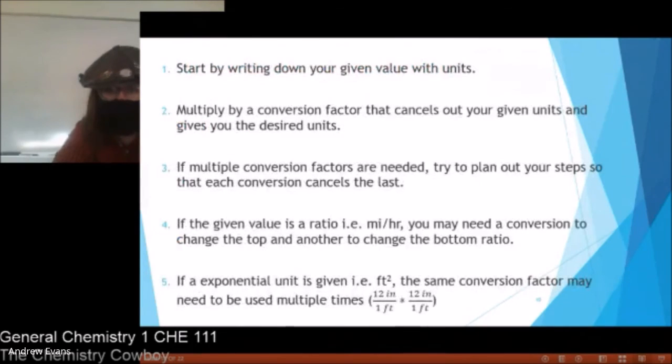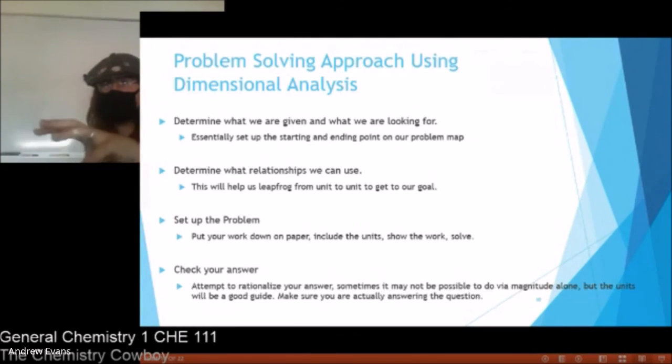We want to essentially determine our starting point, what we're given, and what we're looking for. So we want to read the question, figure out what numbers we have, and where we want to go. We've got to think about what relationships we can use. We're going to set up the problem, show it completely worked out before solving, and then check our answer.